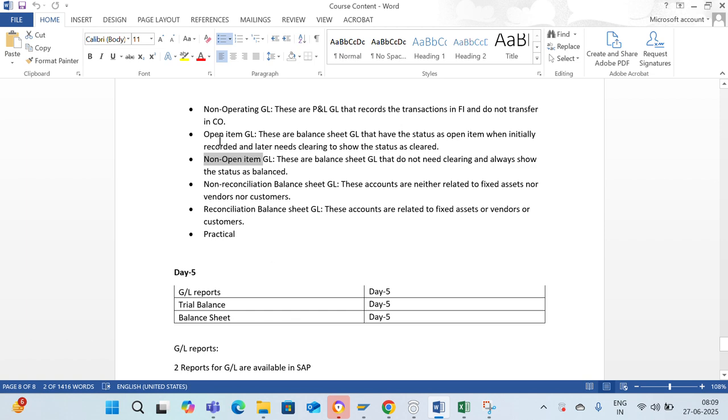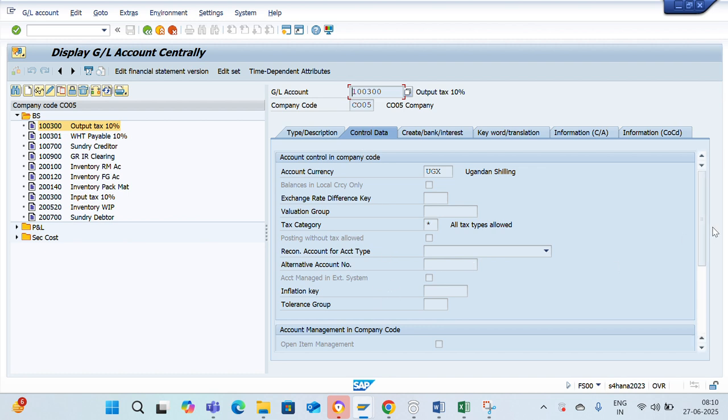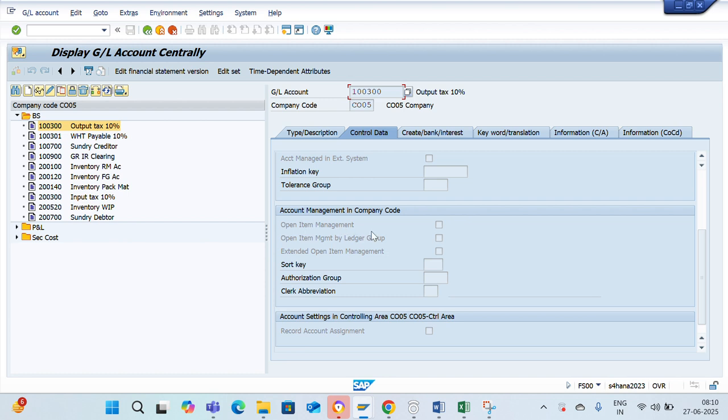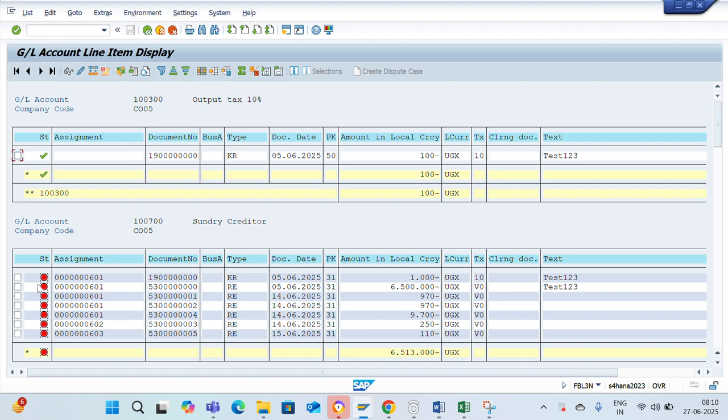GLs. Let's check in the GL account master data where we have this control. You can see this particular check mark for open item managed. When any GL account has this check mark, that means it is managed as an open item GL account. Now what is the impact of that open item check mark? Initially when a transaction is recorded in such kind of GL, it has the status as open item. They are represented by a red circle icon.